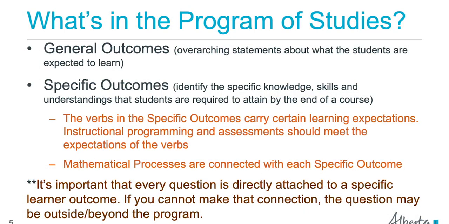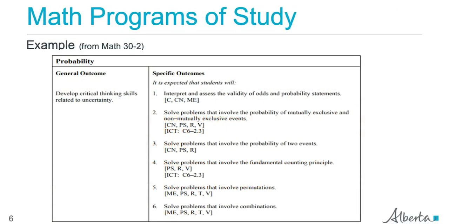It is very important that every question is directly related to a specific learner outcome. Here is an example of one page from the Math 30-2 program of studies. In the topic of probability, the general outcome is develop critical thinking skills related to uncertainty. You can see there are 6 specific outcomes that describe the knowledge, skills, and understandings that are related to that general outcome. Because the specific outcomes are formatted as "students will" statements, they provide teachers with information about what students should be able to do in order to meet the program expectations.